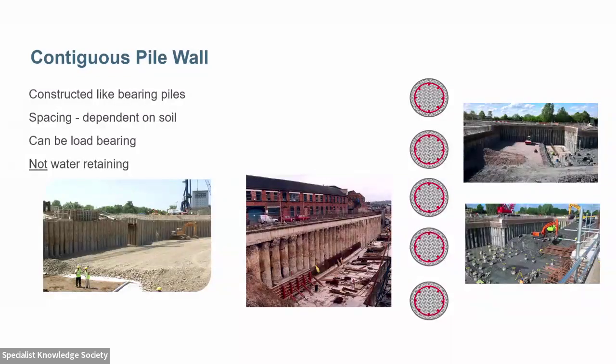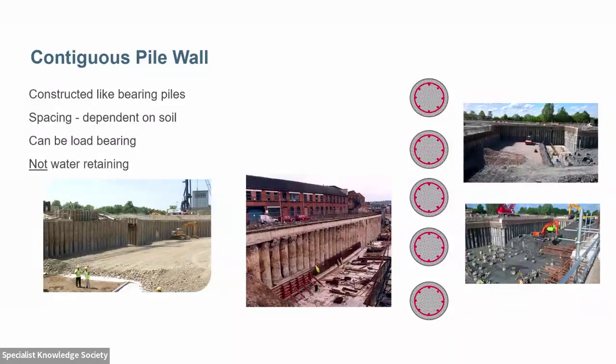Again, it's not a water retaining wall in any way, shape or form, and can really only be used in material that can support itself in between the piles. These type of piles can be constructed using the CFA technique we've spoken about, or the rotary bored pile technique. So you can put a contiguous wall in with either CFA or rotary bored. Again, you've got to think about the CFA solution, the depth of the reinforcement that you're likely to need within the pile.